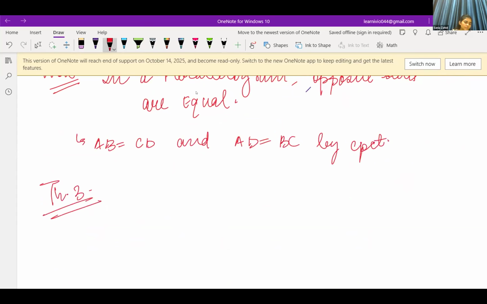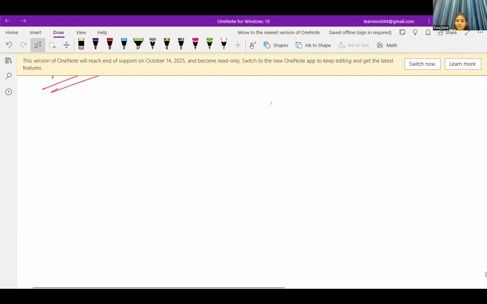Tell me, do you understand theorem number 2? Yes, ma'am. Okay. Yes, Hafsa, are you saying something? I was just saying, yeah. Please, Hafsa, repeat and speak a little loudly. No, I was just saying, yeah, I understood it.